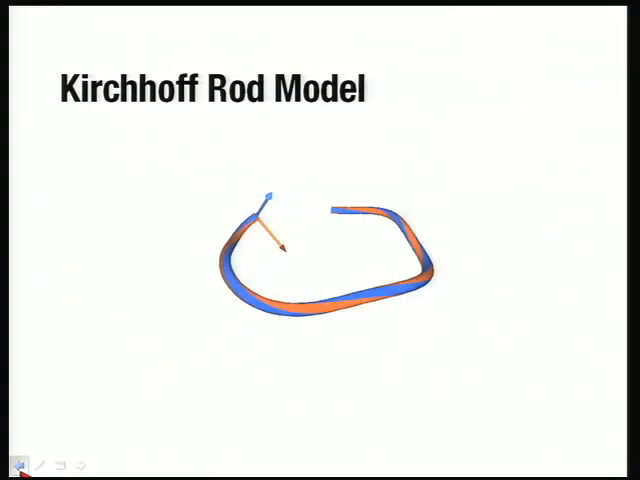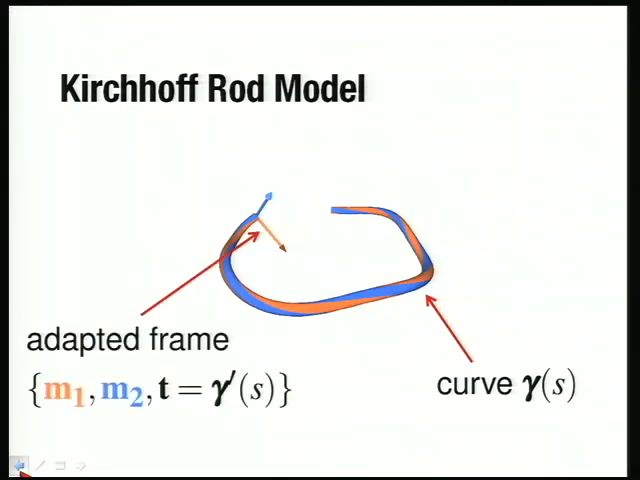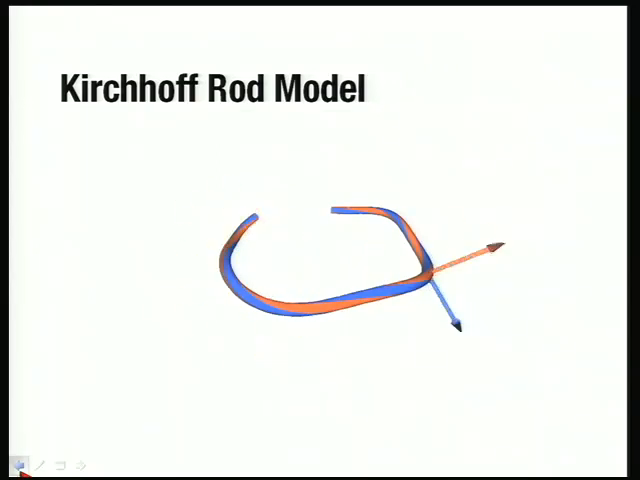So we base our work on the Kirchhoff rod model, which consists of a curve called the center line of the rod, and also an adapted material frame, which describes the orientation of the actual elastic material around the center line of the rod. And what I mean by adapted is that the third vector of this orthonormal frame is always along the tangent of the rod. And this animation just shows how this orthonormal frame follows the elastic material around the center line.